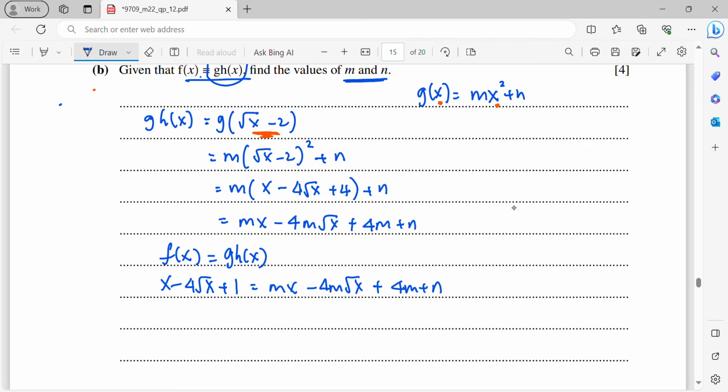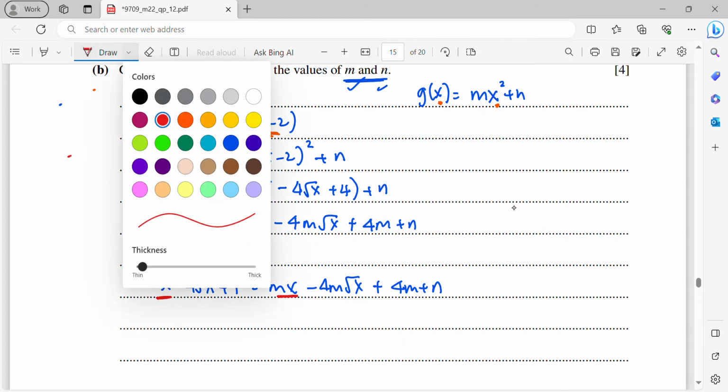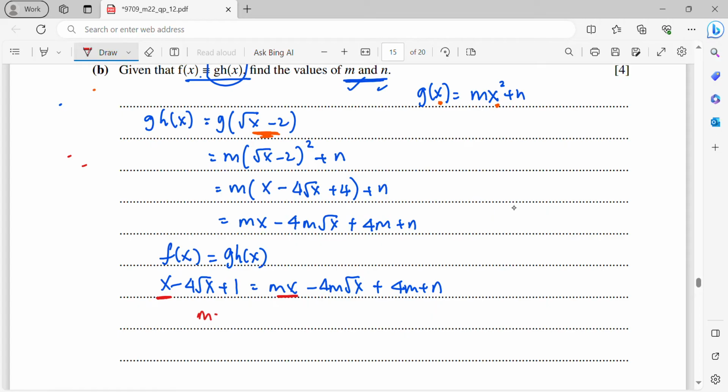And now we need to find the values of m and n. So obviously I can compare. By comparing the left and right side, m equals 1. Okay, so now m equals 1. Or you can compare the second term. Minus 4 square root x equals minus 4m square root x, which means that m is also 1.